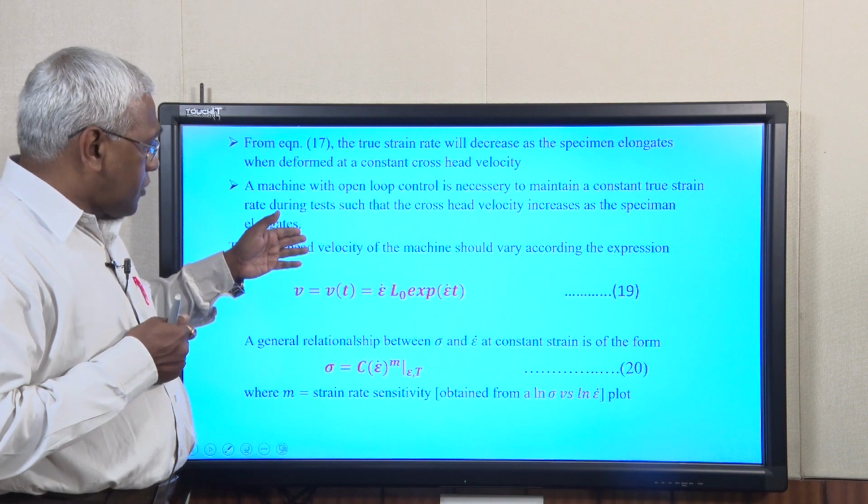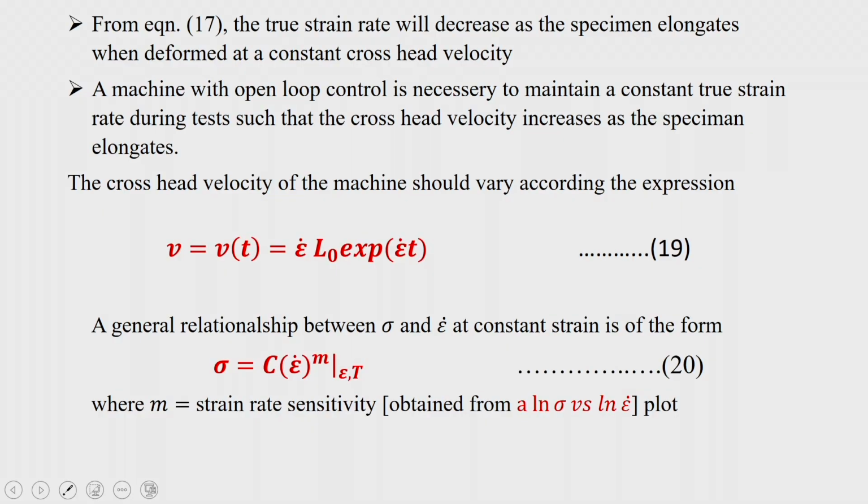Since, for a constant strain rate testing, the crosshead velocity will vary, by a simple derivation you can get the velocity with respect to time as V is equal to epsilon dot into L naught into exponential epsilon dot t. From that relationship we can always get how the velocity should change with time, so you can allow your crosshead displacement to move accordingly.